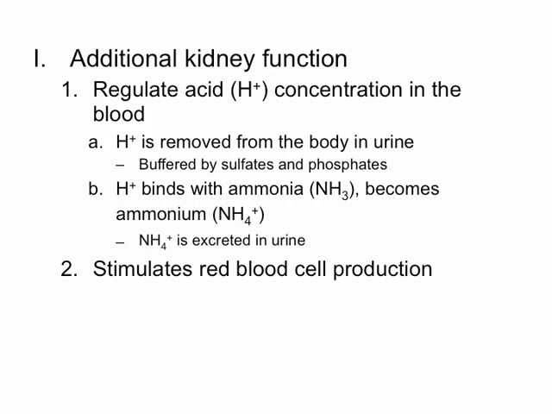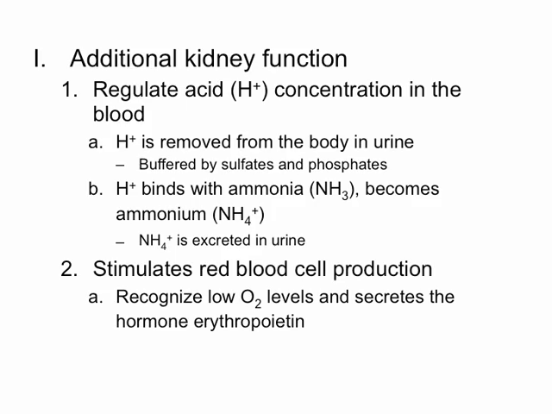Kidneys also are going to have the ability to stimulate red blood cell production. Believe it or not, the kidneys recognize low oxygen levels and they secrete a hormone called erythropoietin. Erythropoietin then travels to the red bone marrow and it causes more red blood cells to be produced. Another function of the kidney is that it can activate vitamin D, which we know is needed for calcium absorption.